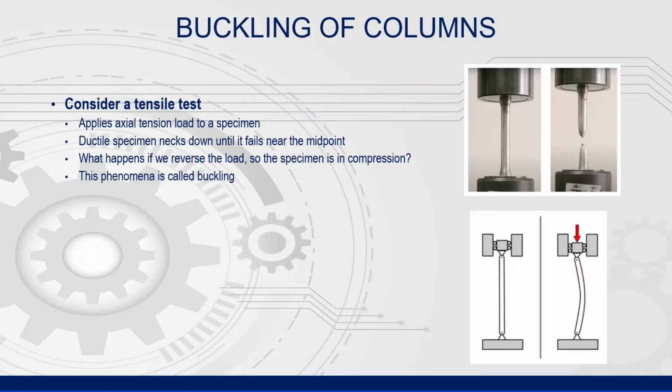As we start to investigate column buckling, consider a typical tensile test. In this type of test, we connect our mechanism to the ends of a slender specimen and pull on both ends. A ductile specimen will neck down near the middle until it ultimately fails by snapping in half. But what would happen if we reversed the load and pushed on the specimen rather than pulling? Eventually, it would bow out near the middle of the specimen. This phenomenon is called buckling.